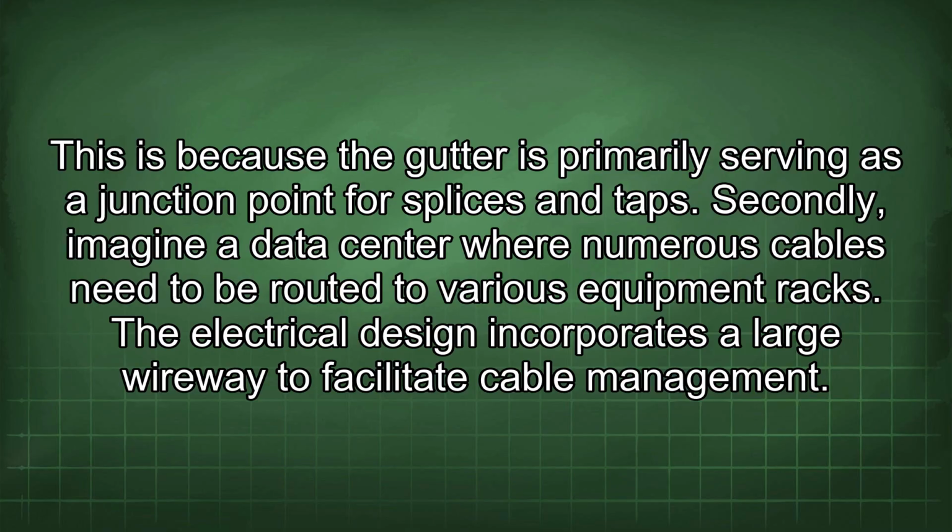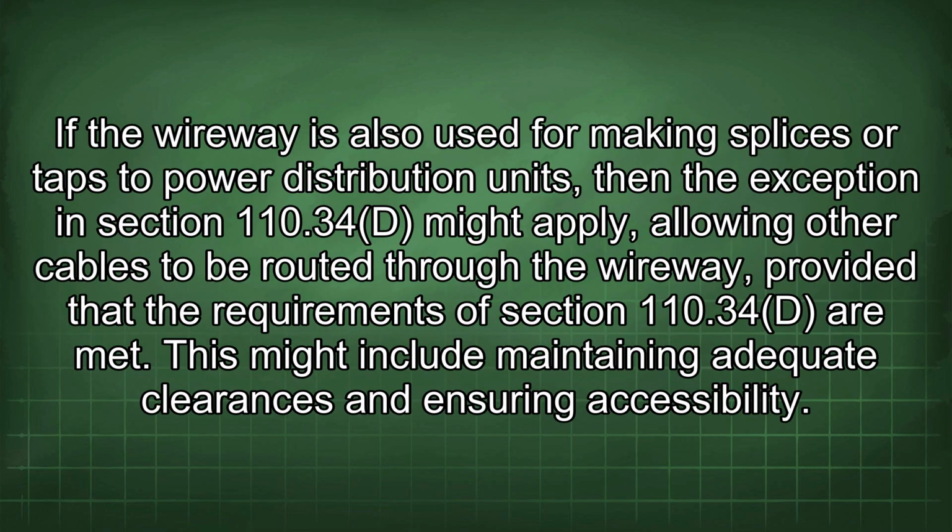Secondly, imagine a data center where numerous cables need to be routed to various equipment racks. The electrical design incorporates a large wireway to facilitate cable management. If the wireway is also used for making splices or taps to power distribution units, then the exception in section 110.34d might apply, allowing other cables to be routed through the wireway, provided that the requirements of section 110.34d are met. This might include maintaining adequate clearances and ensuring accessibility.